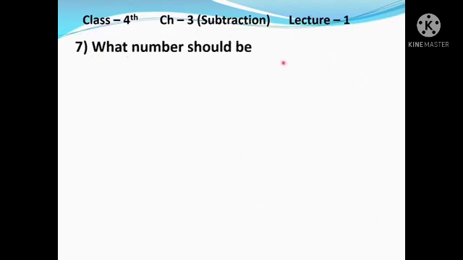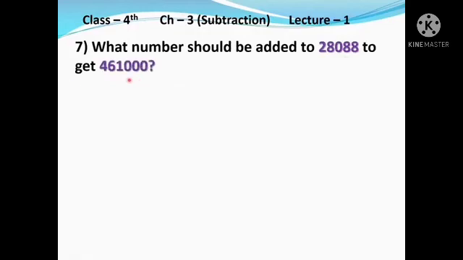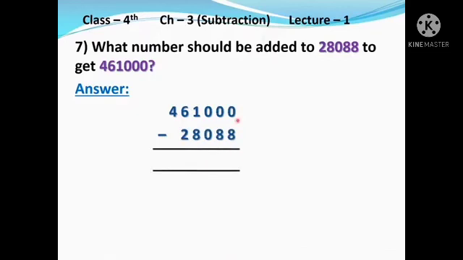What number should be added to 28,088 to get 4,61,000? What number should we add to 28,088 so that the answer is 4,61,000? What we will do is subtraction. Write down the answer, 4,61,000. Now write the second number, that is 28,088. Now subtract this. Now see, 0 minus 8, it is not possible. So we will take a borrow. We can't borrow from this 0, and next we can't borrow from this 0.